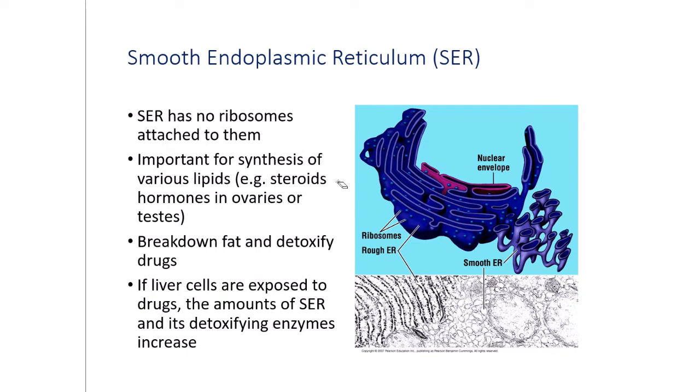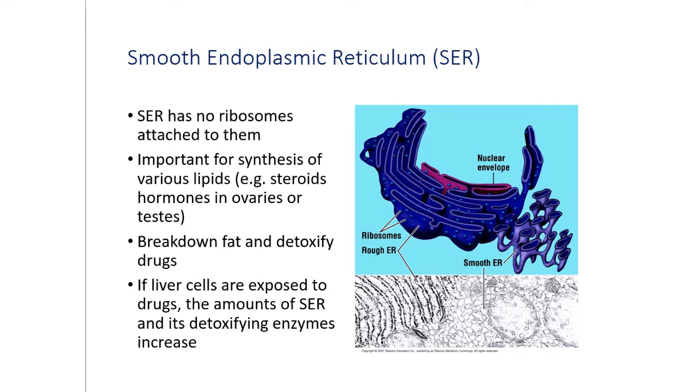One of them is for the synthesis of various lipids, including steroid hormones, for example. So you would expect to find a high number of smooth ER in cells of the ovaries and testes, where they will be producing the sex hormones. So testosterone in males and progesterone and estrogen in females.